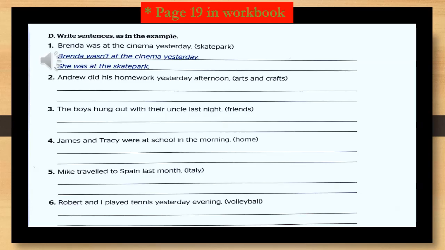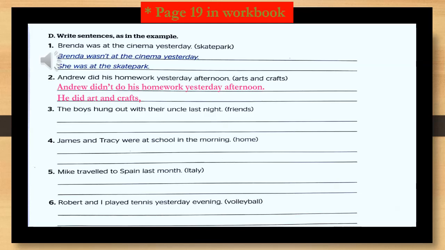And now let's move to page 19 in the workbook. Exercise D. Write sentences as in the example. Number 1. Brenda was at the cinema yesterday. Skate park. So the answer will be Brenda wasn't at the cinema yesterday. She was at the skate park. Number 2. Andrew did his homework yesterday afternoon. Arts and crafts. Andrew didn't do his homework yesterday afternoon. He did arts and crafts.